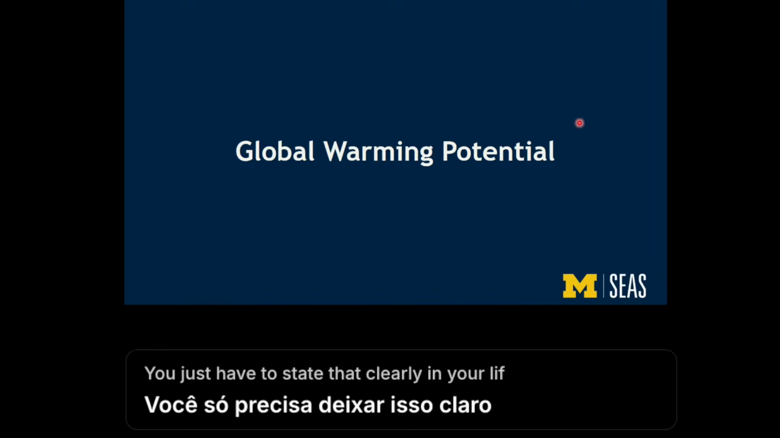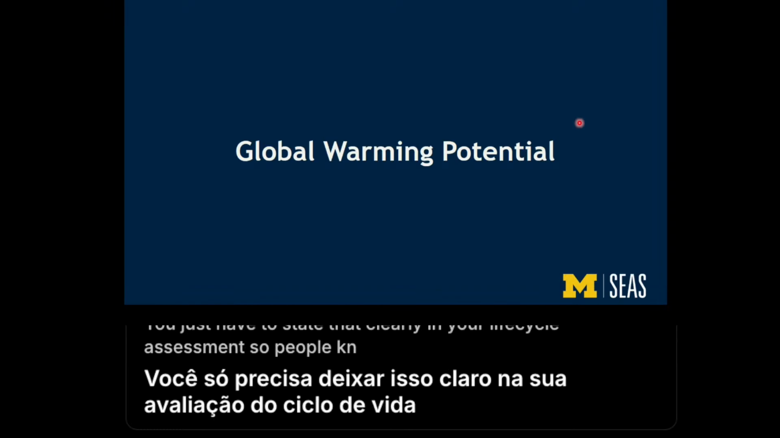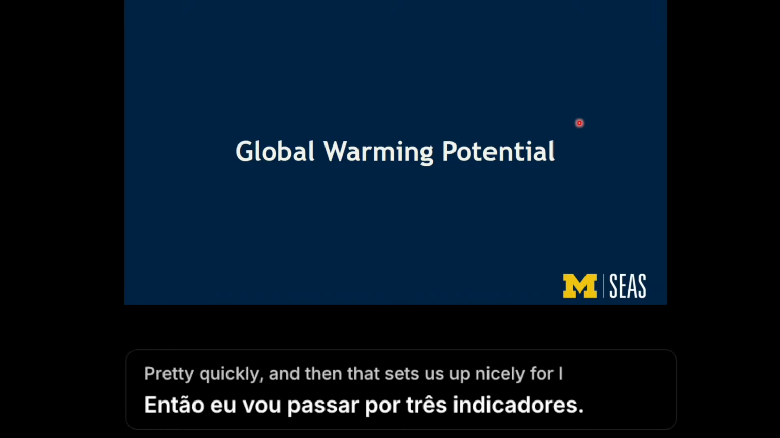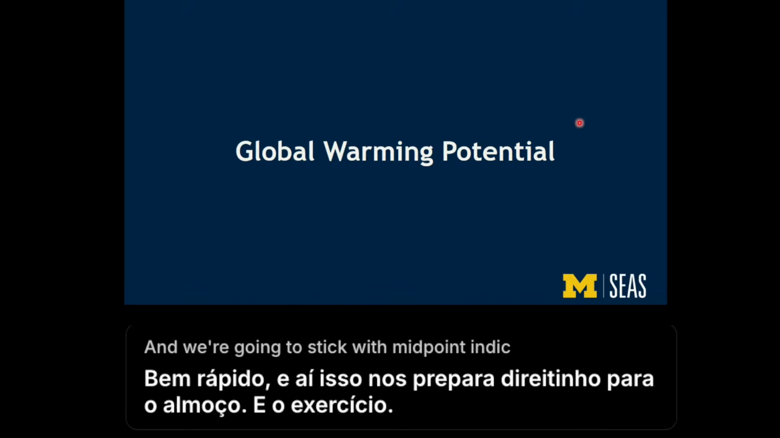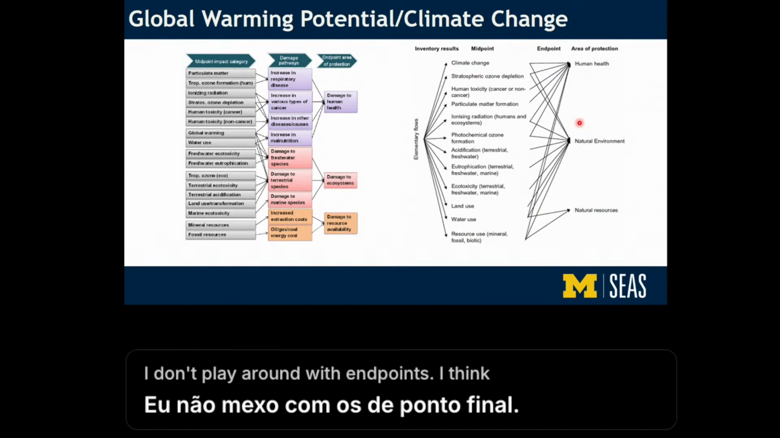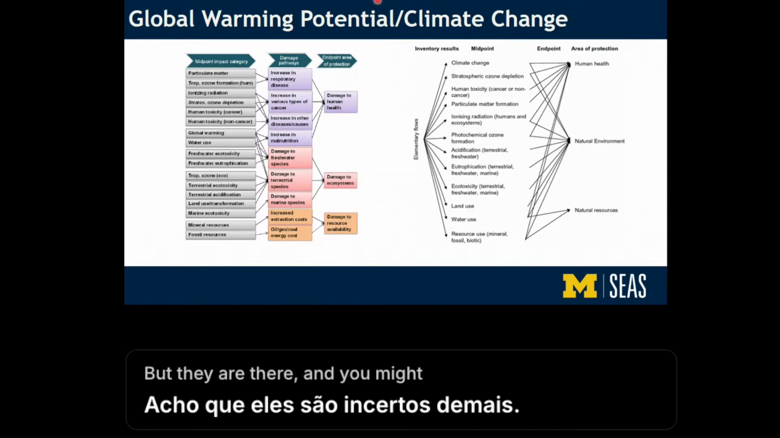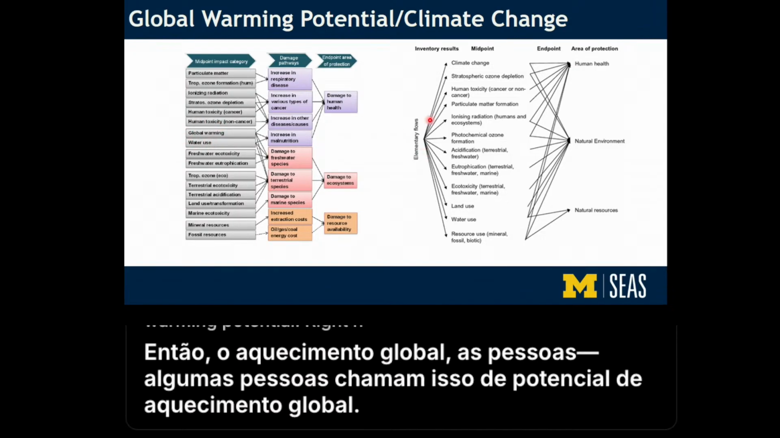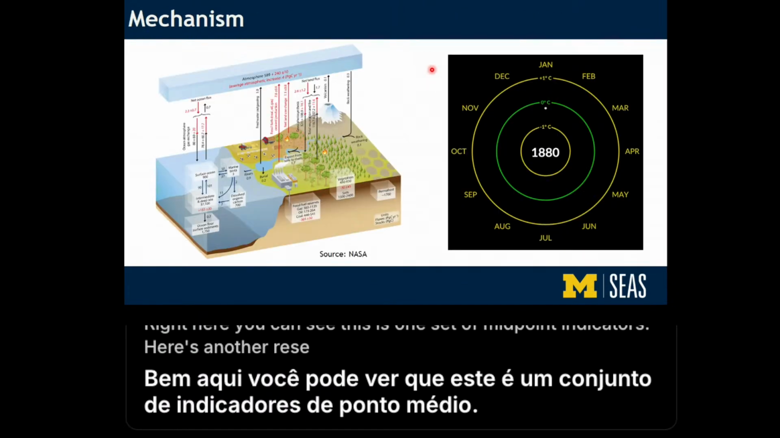So I'm going to go through 3 indicators pretty quickly, and then that sets us up nicely for lunch and the exercise. And we're going to stick with midpoint indicators. We're not doing endpoints. I don't play around with endpoints. I think they're too uncertain, but they are there, and you might run into them if you read a life cycle assessment. So global warming, some people call it global warming potential. Right here you can see this is one set of midpoint indicators. Here's another research group, they called it climate change. It's the same thing in both of them.